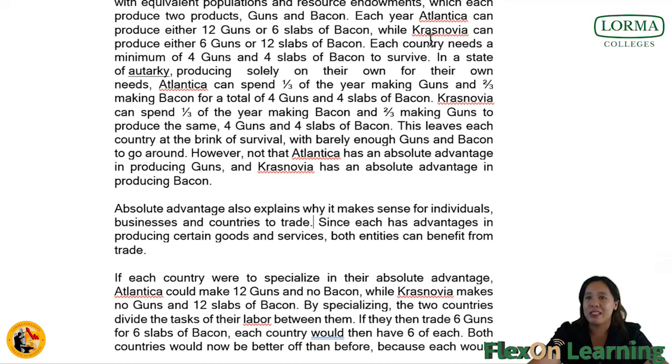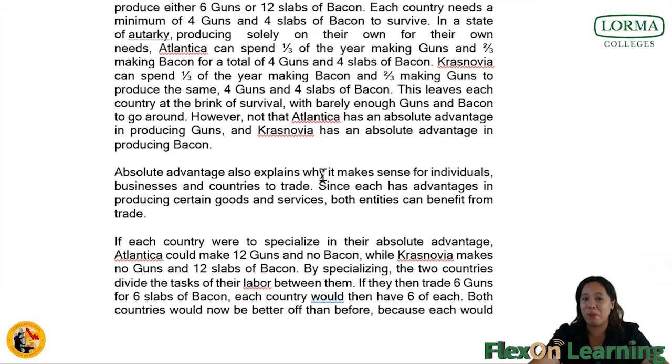So, since Krasnovia is very good in producing bacon, while Atlantica is very good in producing guns, then why not stay on what they specialize in? Then afterwards, they are going to exchange so that they won't have shortages and surpluses.